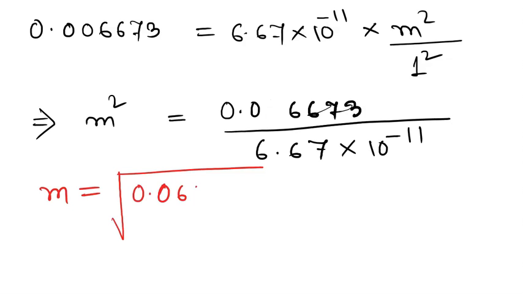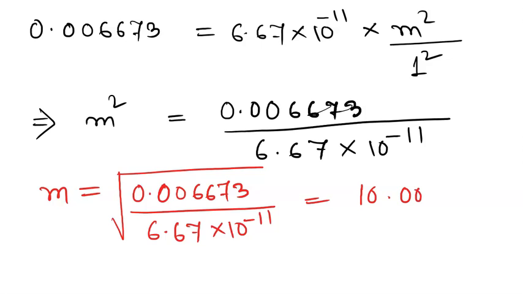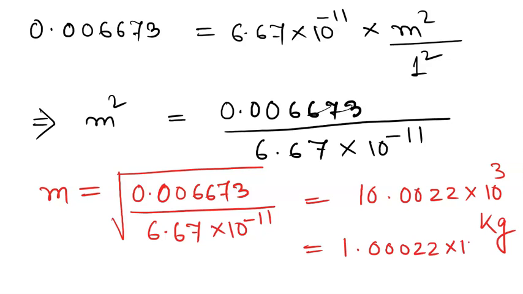So it's coming to 1.0002 into 10 cube kg. Okay, so this is the mass of each sphere. The question is to find their masses, so we say that each sphere is of mass 1.0002 into 10 cube kg. Or we can also write it in standard form, that is 1.0002 into 10 to the power 4 kg. So this will be the answer of this question.